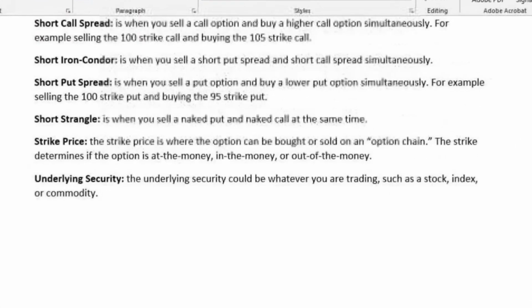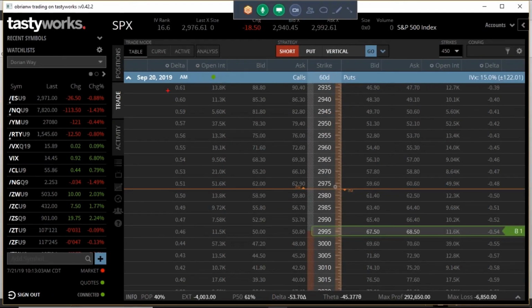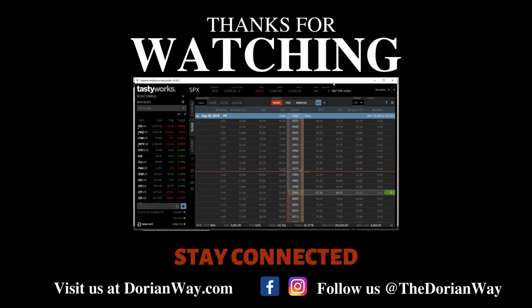All right, so the last definition we want to be aware of is the underlying security. The underlying security could be whatever you are trading, such as a stock, an index, or a commodity. So the underlying is just what you're trading. What we've been looking at primarily today is the SPX, which is the S&P 500 index. This concludes our presentation on the basics of options.